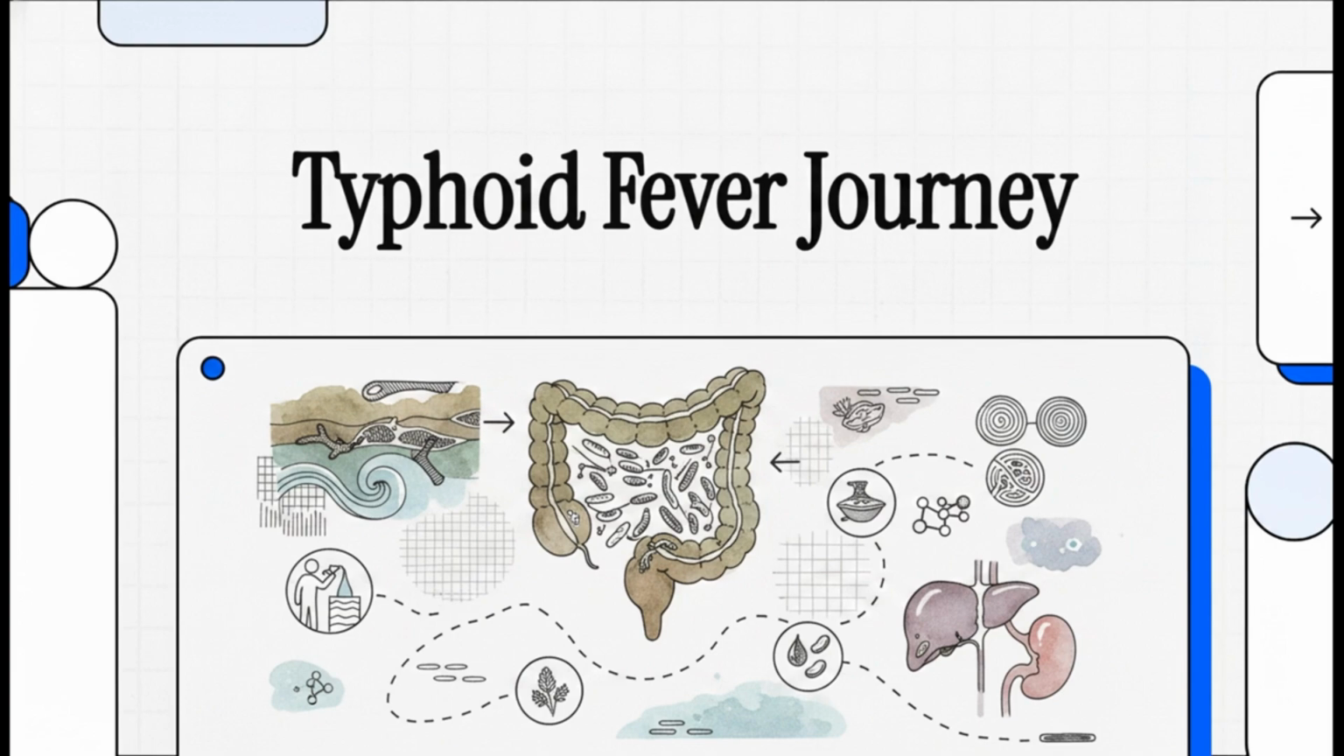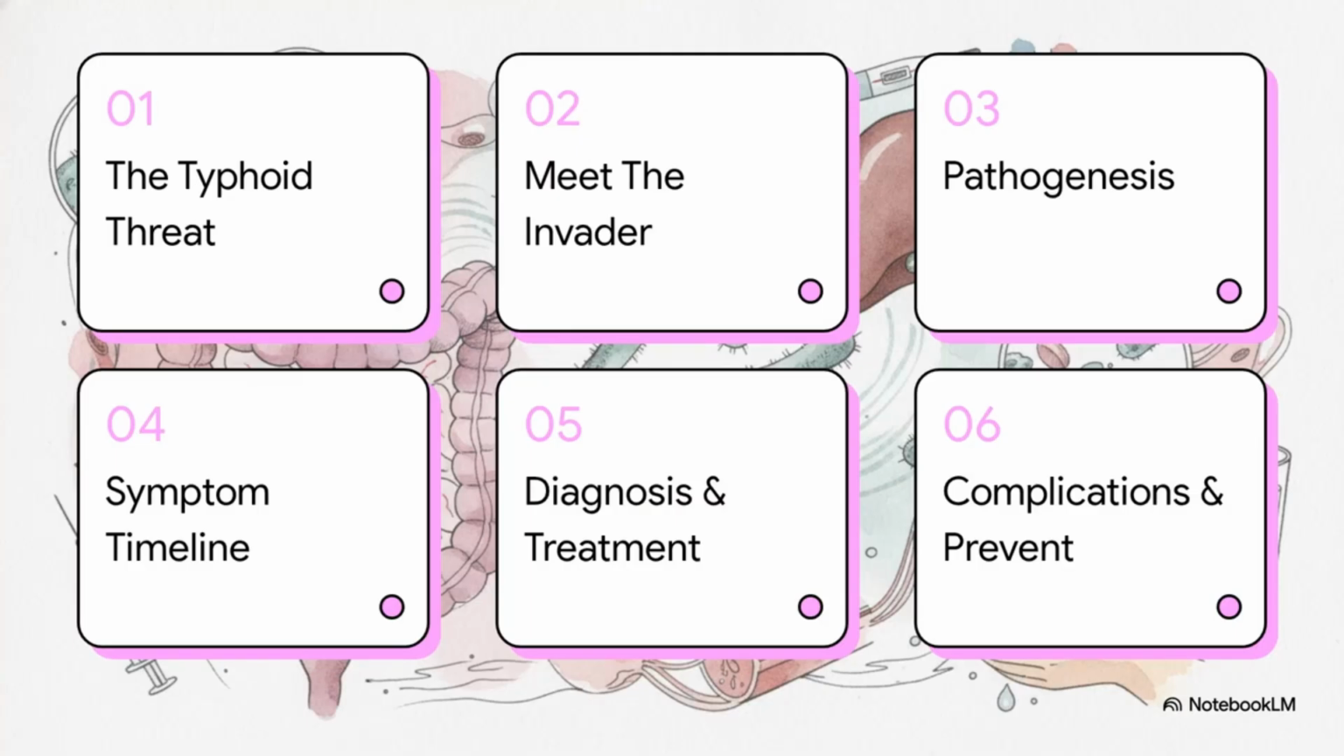Agenda. Right, let's take a quick look at our agenda. We are charting this invader's journey in 6 parts. 1. The typhoid threat. 2. Meet the invader. 3. Pathogenesis. 4. Symptom timeline in a 3-week timeline. 5. Diagnosis and treatment. 6. Complications and prevention.